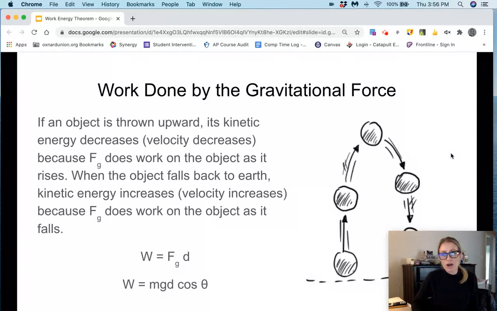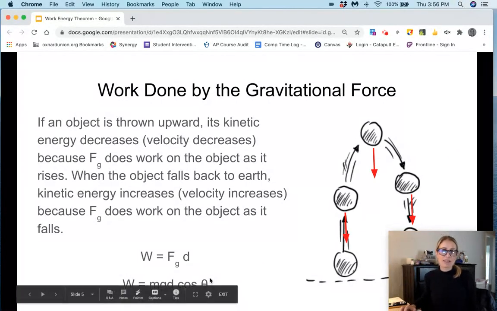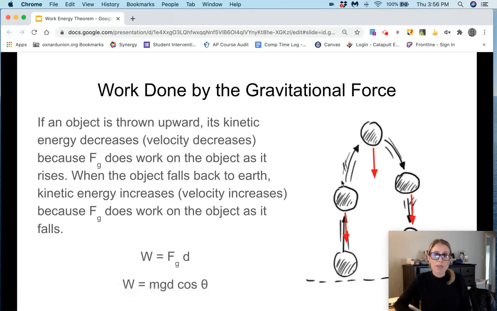Now, again, if I draw my force of gravity into this little figure on the right-hand side here, I can see that that force of gravity is always directed downward. So remember, this theta right here, that's the angle between the force and the displacement. So because of that, I know displacement as we go up is going to be upwards. So we can see the force of gravity is down as we move upwards. The displacement is upwards. So that angle right there is 180 degrees.